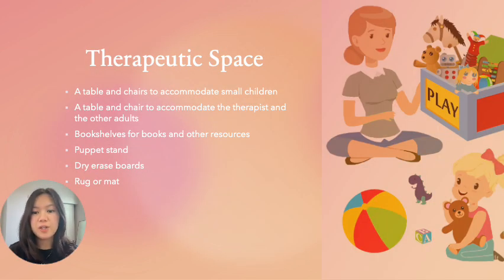So for the therapeutic space, we would need to have some furniture for the children, such as a small table and chairs, as well as table and chairs for the adults and the therapists. Bookshelves would be good to have for the books and other resources, a puppet stand, a dry erase board to note the activities that will be going on through the session, as well as a rug or mat for the children to sit on.